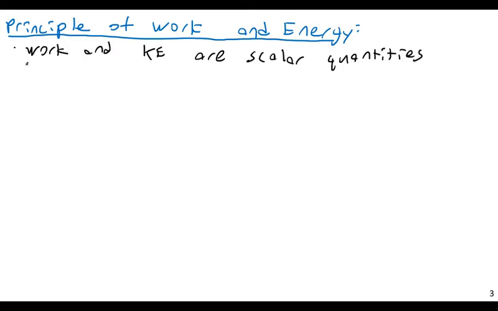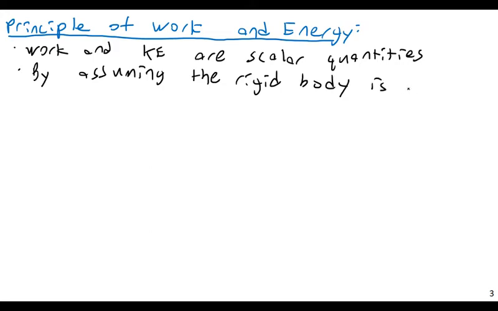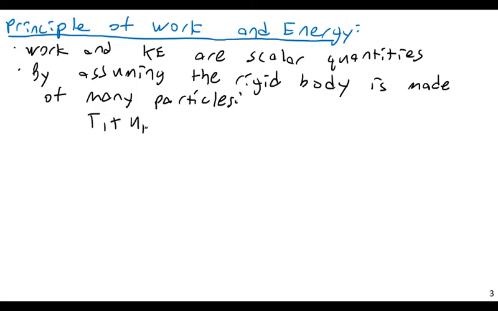And by assuming that they are made of many particles, we can simply add up the total kinetic energy and total amount of work performed. So by assuming the rigid body is made of many particles, we can apply the equations of particles from before. Where we will say T1 plus U from 1 to 2 is equal to T2.